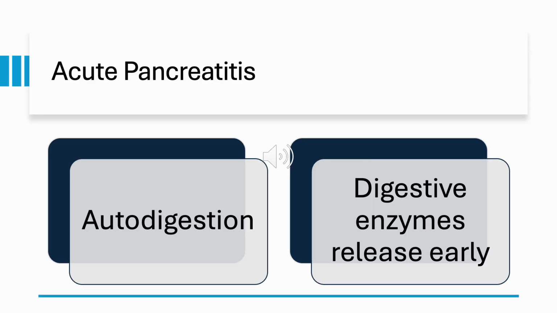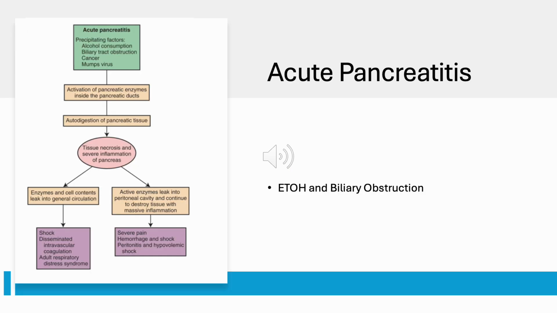The next condition we're going to talk about is acute pancreatitis, which is life-threatening inflammation of the pancreas. It's caused by premature activation of excessive pancreatic enzymes that results in autodigestion and fibrosis of the pancreas. So, as I mentioned, acute pancreatitis is characterized by early release of digestive enzymes from the pancreas.